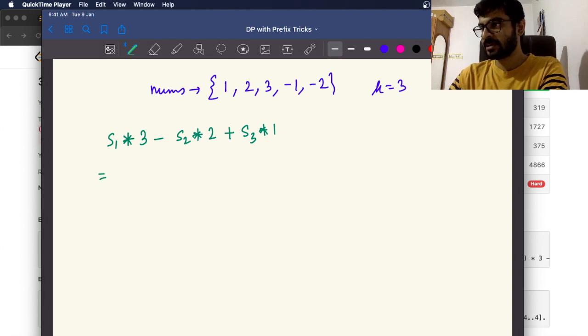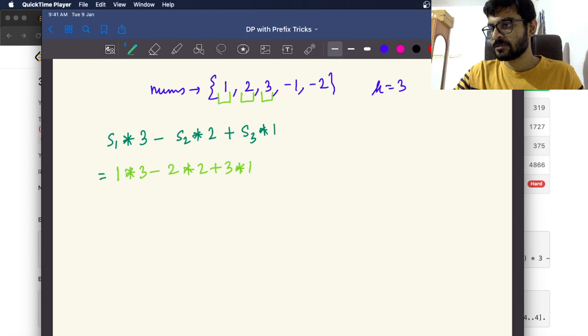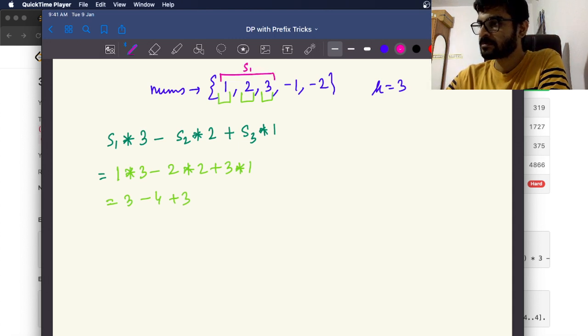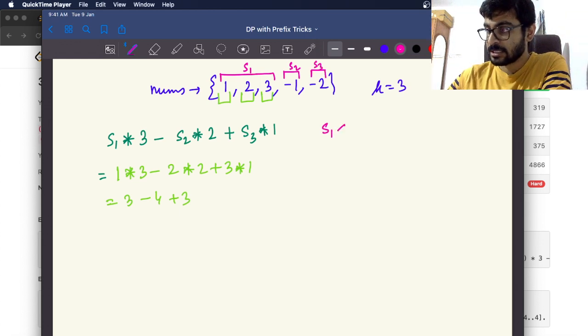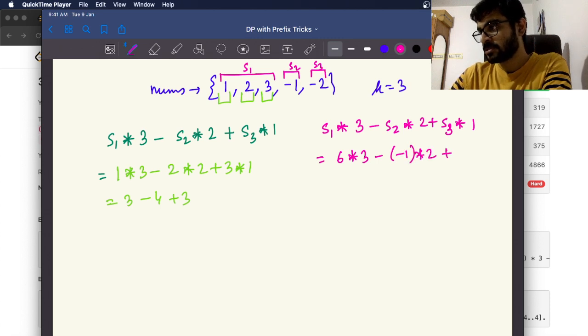Now I can say, okay, I can select this in S1, this one in S2, and this one in S3. That is one way, in which I will get 1 into 3 minus 2 into 2 plus 3 into 1, which gives me 3 minus 4 plus 3. What if I do it in a different way? I say, okay, select these 3 in your S1, this one in your S2, this one in your S3. Remember, they must have at least one element. So I think that is given in the problem. So S1 into 3 minus S2 into 2, once again same thing, plus S3 into 1, which gives us 6 into 3, 18, minus 1 into 2, that is plus 2, plus minus 2 into 1.